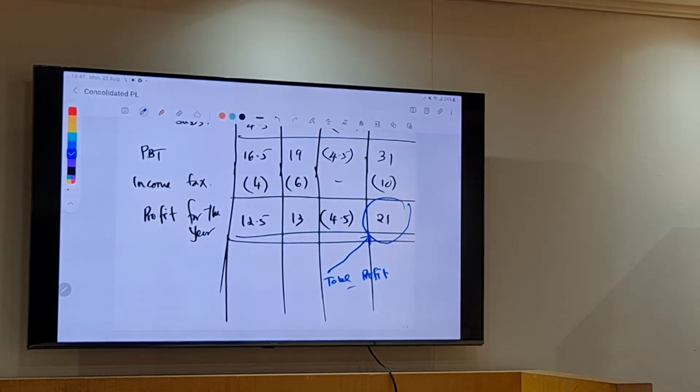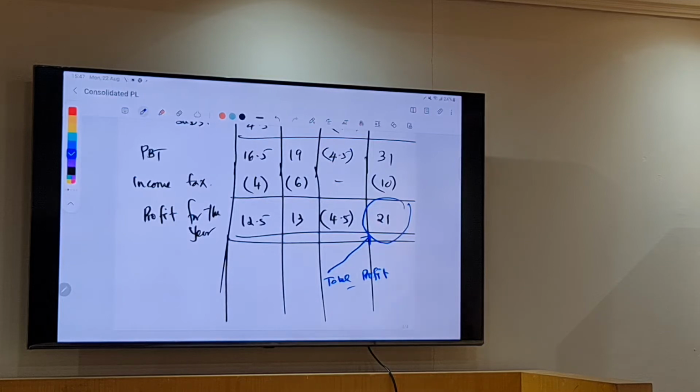Because here is our profit for the year. Yes, 12.5 and 25.5. 13, correct. We also have 12.5 and 13. 12.5 plus 21, minus this, correct. I minus because that's coming from the subsidiary.